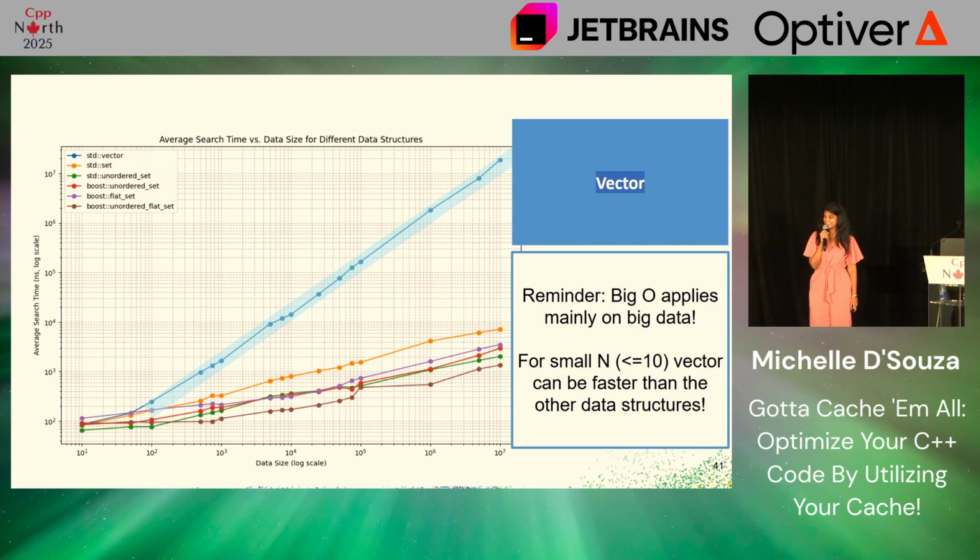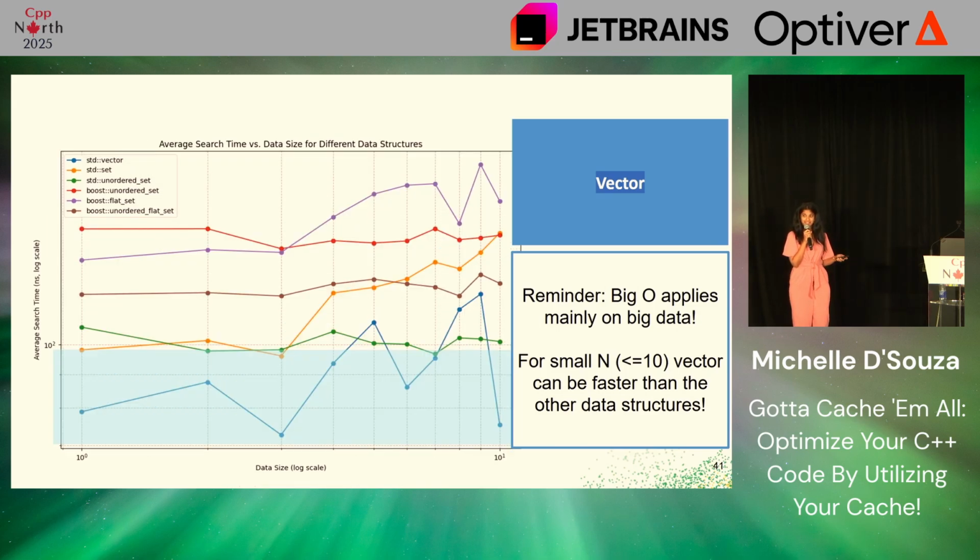And the vector, sad, didn't do so well for larger data sizes. And this is because big O actually does apply. But if you zoom in into these smaller pieces, specifically for n less than 10, the vector actually performed the best.